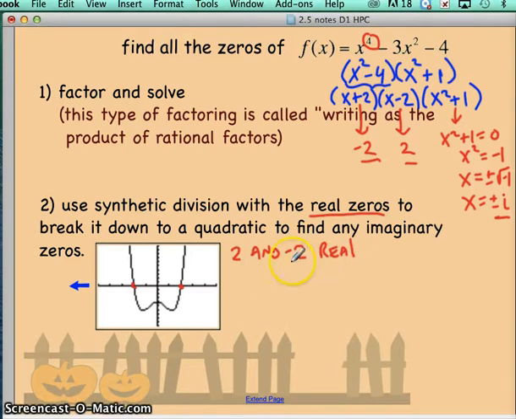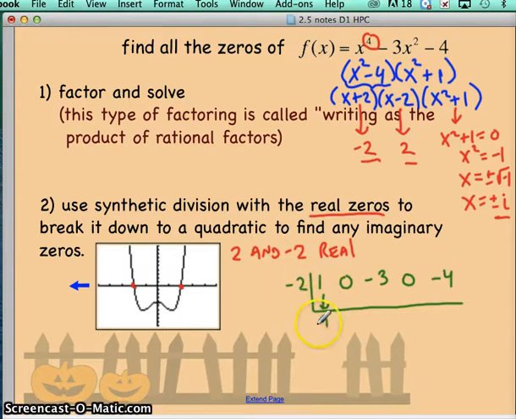And so you can do synthetic division with those two, break it down to a quadratic that you can factor and get the imaginaries. So here's what that would look like. Okay, back to the original polynomial. We had 1x to the fourth, we had 0x cubed, we have a -3x squared, 0 x's, and a -4. And we're going to do synthetic division, and you can start with 2 or -2, it does not matter. I'm going to start with -2.